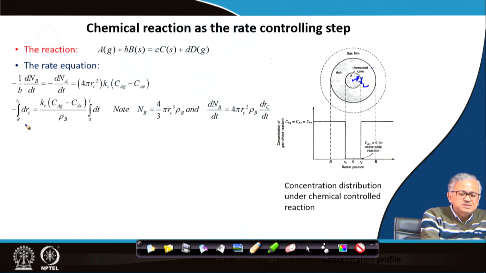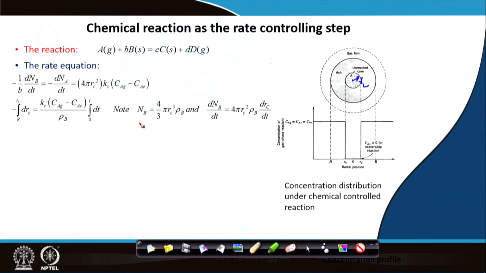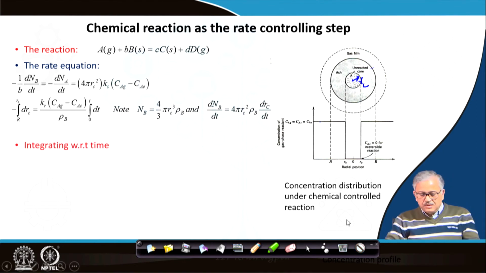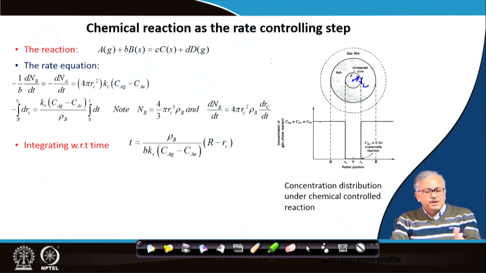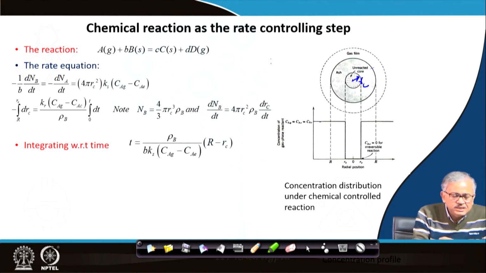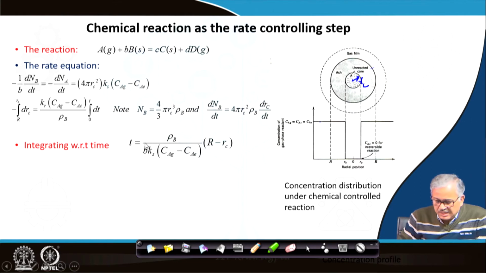So, it has changed. The unreacted core initially was R, now it is RC, and initially the time was 0, now at time t it has become RC. So, if I now integrate with respect to time, you will find this relation: t is equal to rho B over Ks, CAG minus CAE, times R minus RC. After that you will simply get that.